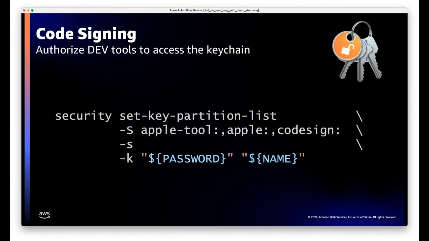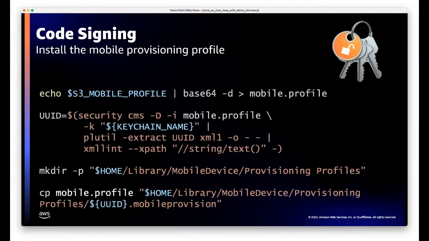On the keychain that you just created, the dedicated one, there is a couple of additional configurations to authorize Apple, code sign and different tools to access it. It's called set key partition list, security set-key-partition-list, giving your keychain password and keychain name.